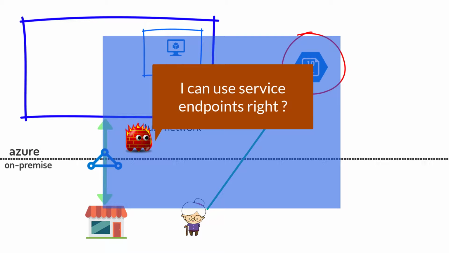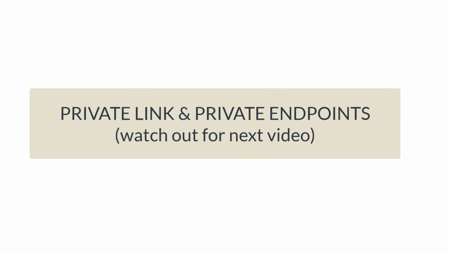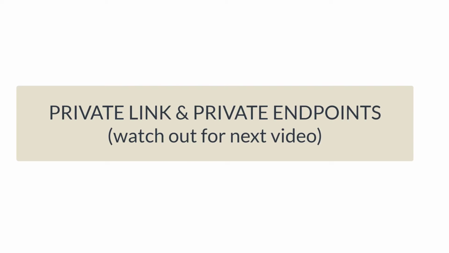Well, service endpoints does not work for on-premise connection. You can at any point of time add a NATed public IP on the access control list, but if you don't want any public endpoints at all in your storage account, but still want to access your storage from on-premise, there is a way using private endpoints. We'll demystify what private endpoint is in the next video.